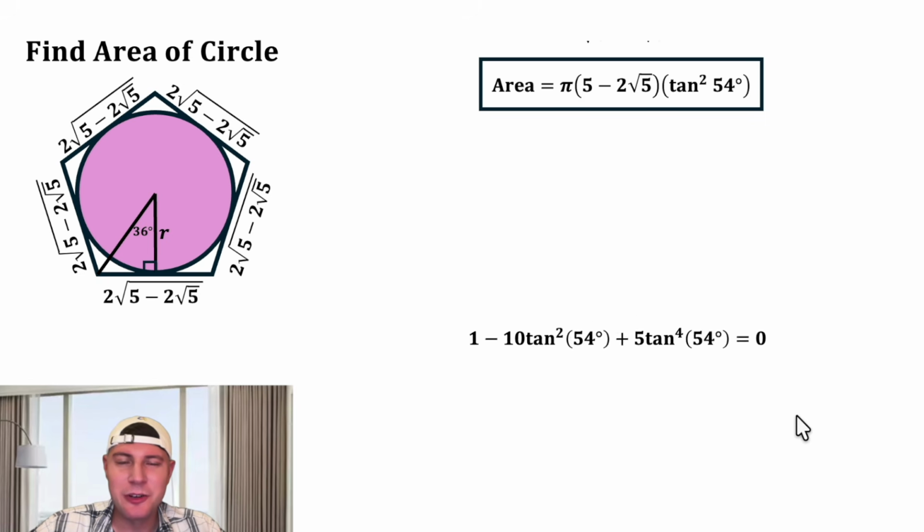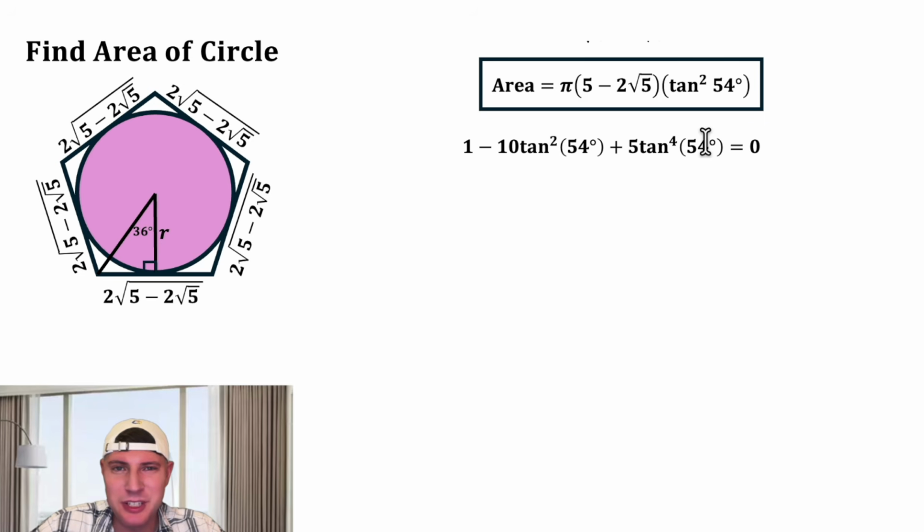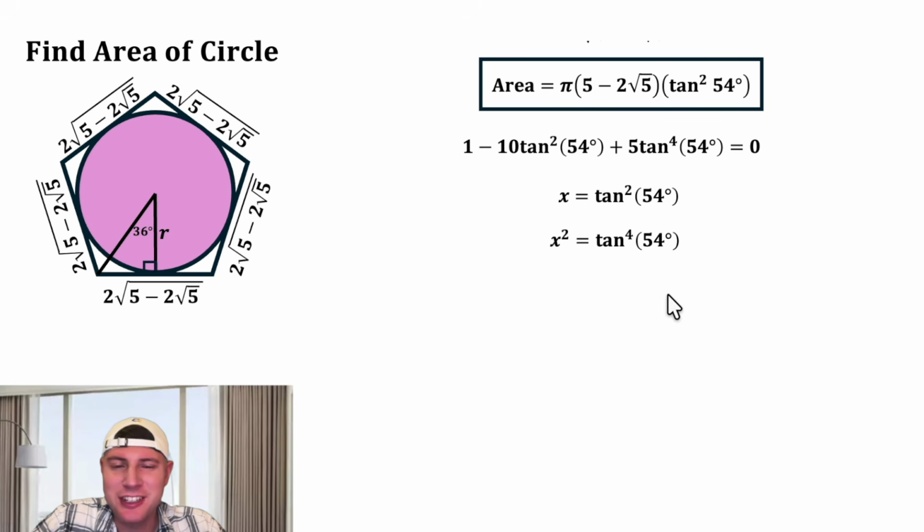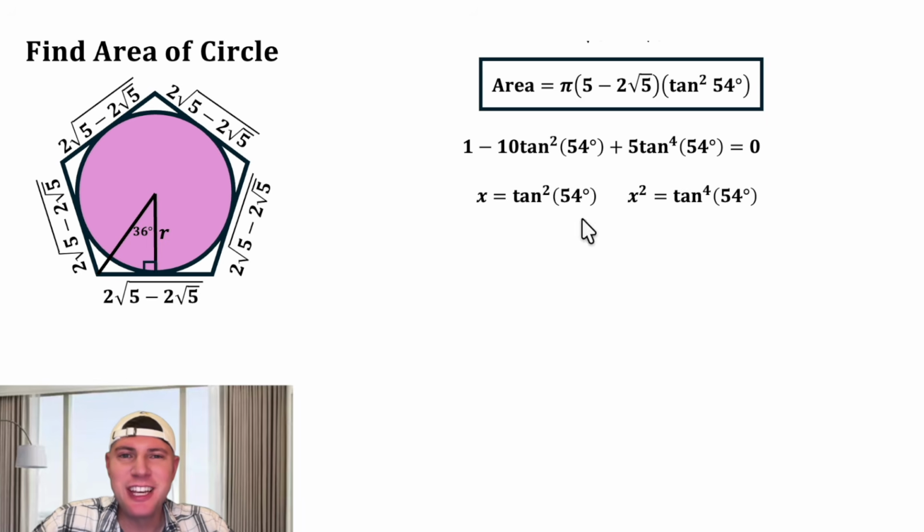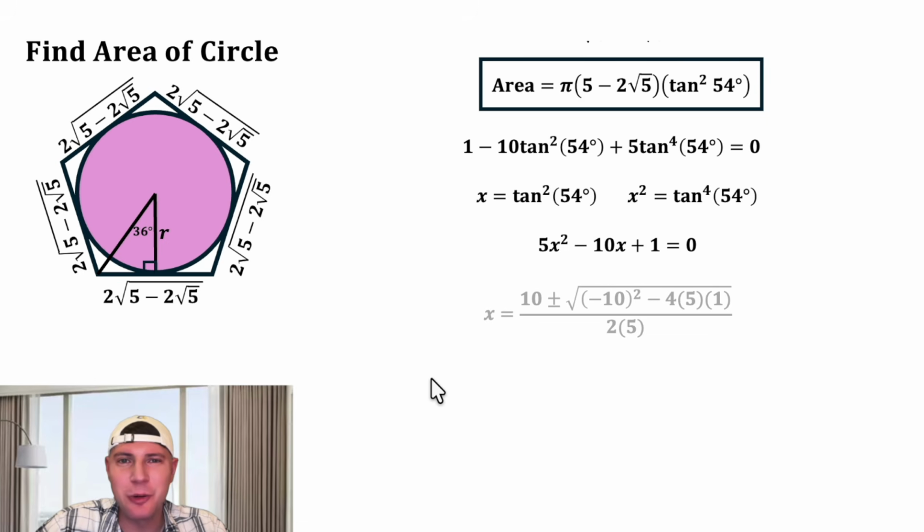And now let's see if we can do anything with this. Let's clean this up with some substitution. We can set x equal to tangent squared of 54 degrees. And that means x squared is going to be equal to tangent to the 4th power of 54 degrees. Now using these, we can do some substitutions. This whole thing can change into 1 minus 10x plus 5x squared. And now we have a quadratic. Let's rewrite this in descending order, and we can do the quadratic formula.